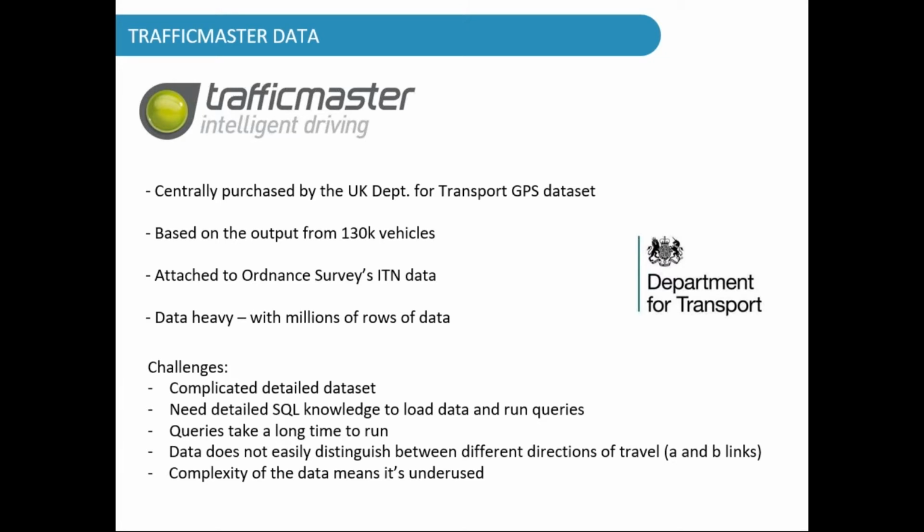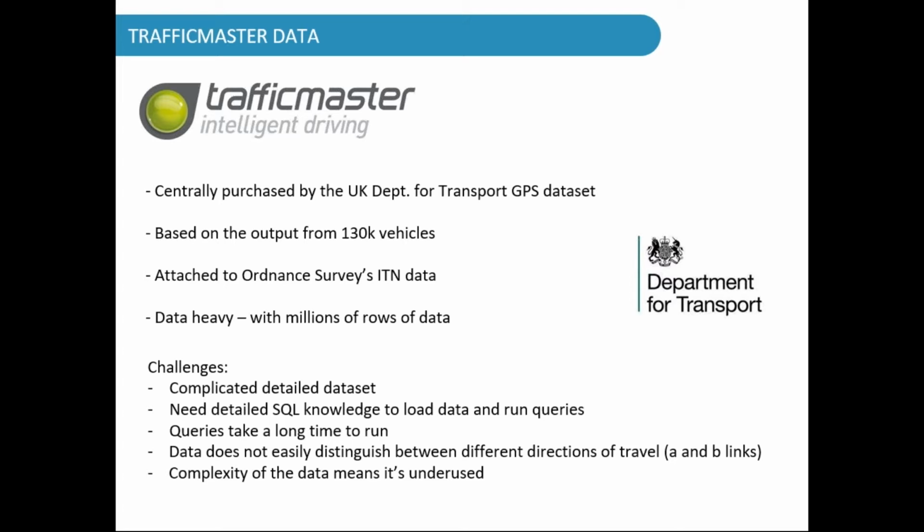Okay, so TrafficMaster speed data is centrally purchased by the Department for Transport and uses Teletrack Navman's GPS data set. This is based on the output, we think, of somewhere around 130 to 150,000 vehicles who are effectively polling data every 1 to 10 seconds as they're traveling about the road network. The data is attached to Ordnance Survey's ITN and more recently Highways data. It's an extremely heavy data set with millions of rows of data. In fact, I believe there's around 20 billion counts per annum of data.